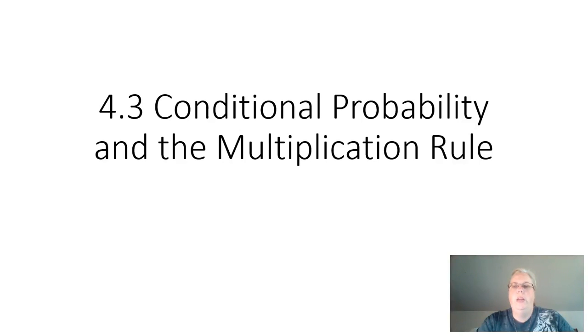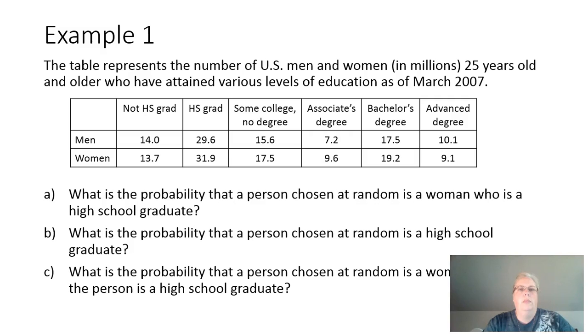Lesson 4.3, Conditional Probability and the Multiplication Rule. Example 1. The table represents the number of U.S. men and women in millions, 25 years old and older, who have attained various levels of education as of March 2007. A. What is the probability that a person chosen at random is a woman who is a high school graduate?